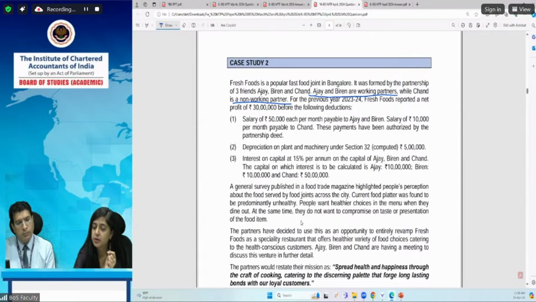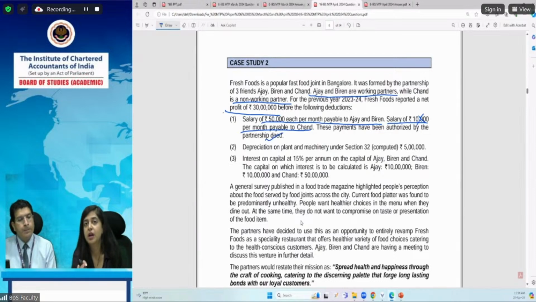For previous year 2023-24, the net profit which is reported by the firm is 30 lakh and which is given before the following deductions. Before these 3 deductions. First deduction is related to the salary. Salary of 50,000 each per month payable to Ajay and Biren. Salary of 10,000 per month payable to Chand. We have already seen that salary to Chand will not be allowed as per Income Tax Act. This payment has been authorized by the partnership deed. It is necessary because salary as per income tax would be allowed only and only if that is authorized by the partnership deed.